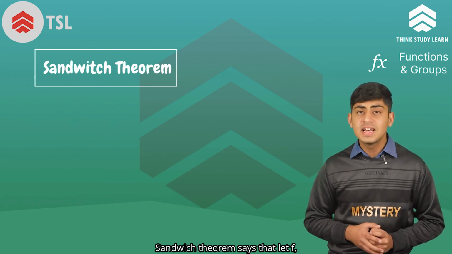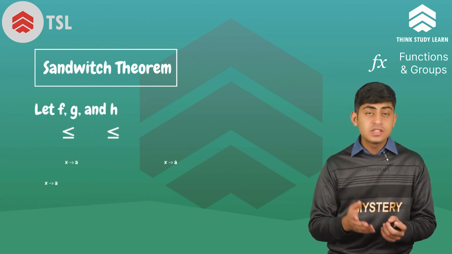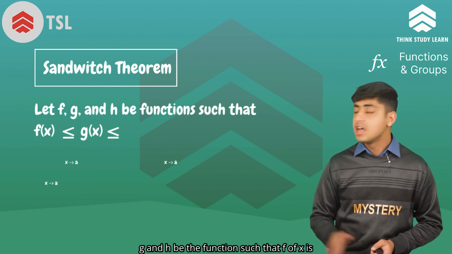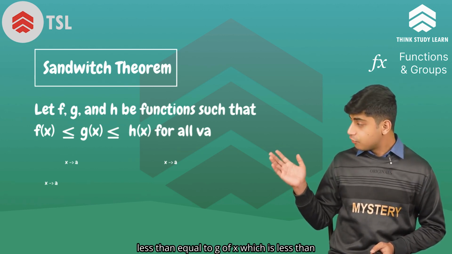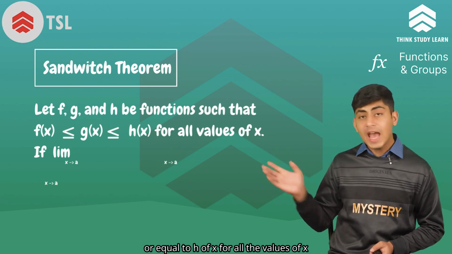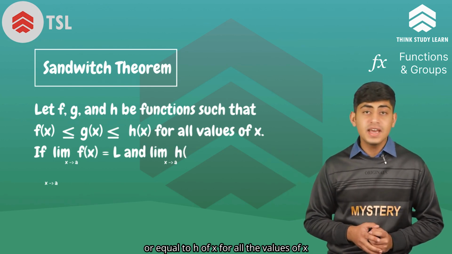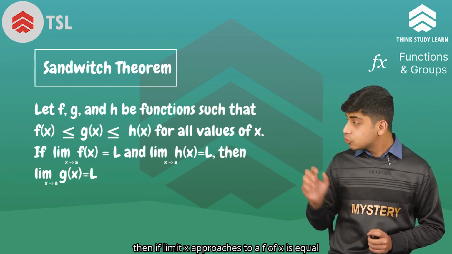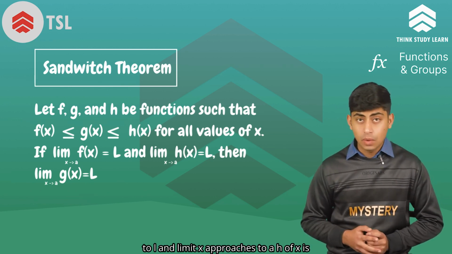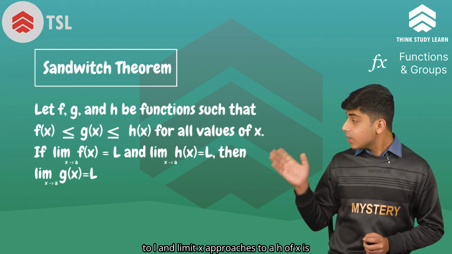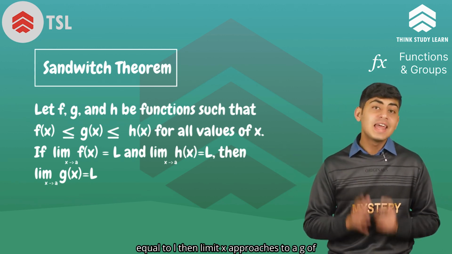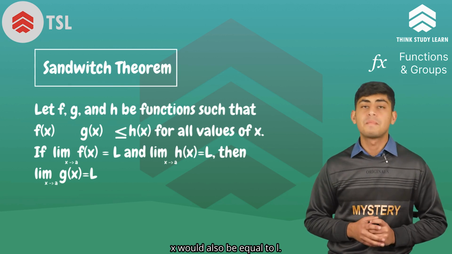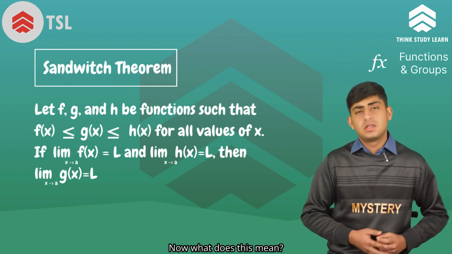Sandwich theorem says that let f, g, and h be functions such that f(x) is less than or equal to g(x), which is less than or equal to h(x) for all values of x. Then if limit x approaches a of f(x) is equal to L, and limit x approaches a of h(x) is equal to L, then limit x approaches a of g(x) would also be equal to L. Now, what does this mean?